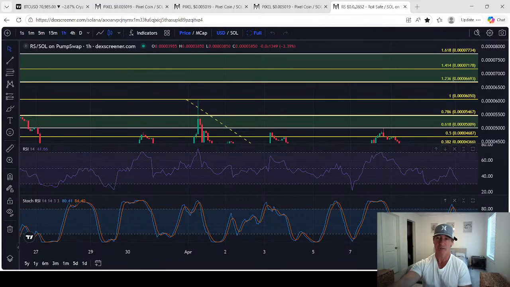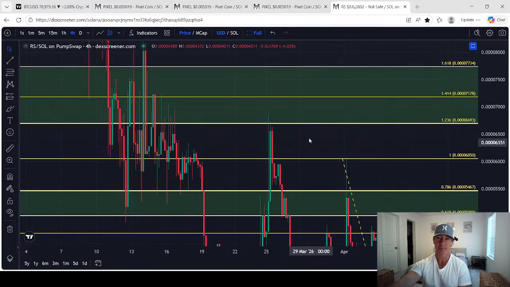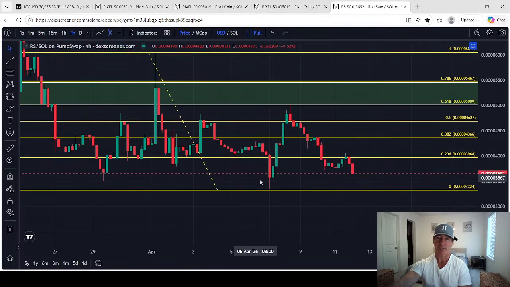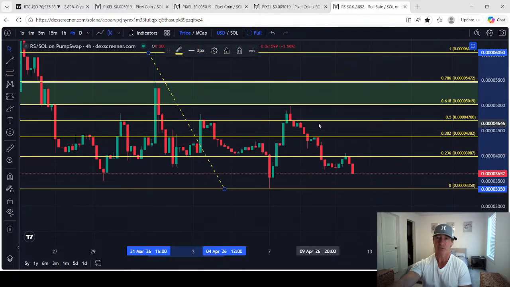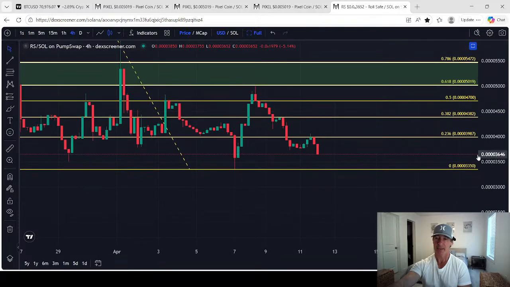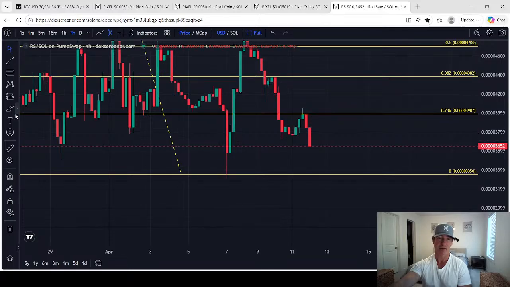RSIs on the 1 hour are coming down, 4 hour coming down. Let's go ahead and look at the price. We went from this high down to this low where we found a bounce. We're looking at trying to get back to the 618 at 0.0005019 and 0.00005472. Looks like it is rejecting off the 236 and trying to come back down.